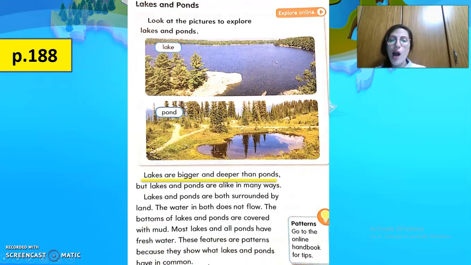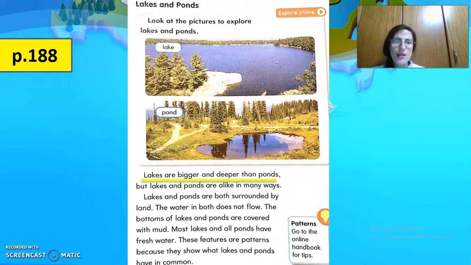So, how are they different? The lakes are bigger and deeper than ponds. The ponds are more like shallow, okay? So, lakes are bigger and deeper than ponds. Clear so far? So one more time, the lakes are bigger and deeper than ponds.